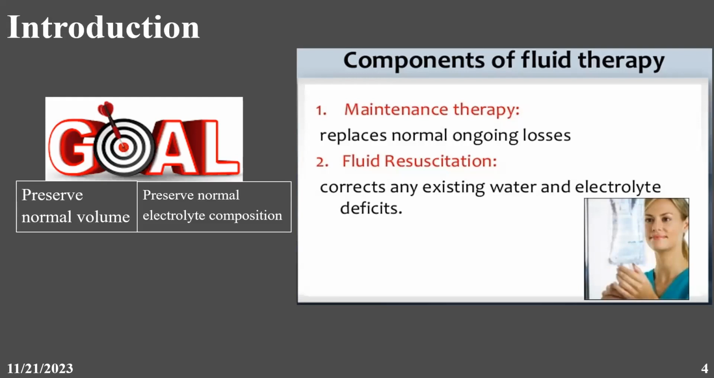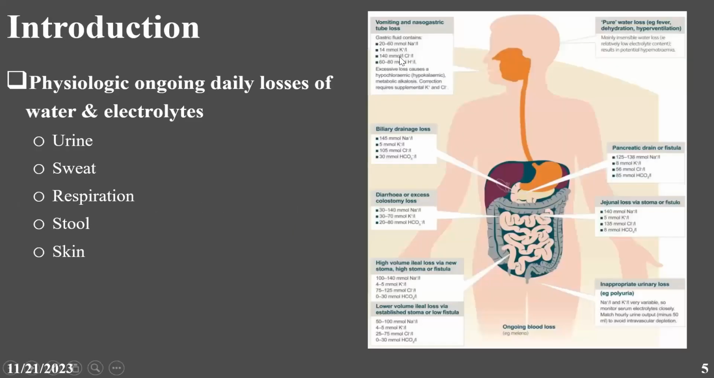So the goal of therapy is to preserve normal volume and preserve normal electrolytes. That's the goal. And we give resuscitation, and then we give maintenance. The resuscitation is usually we give the deficit, and then we give the maintenance, and the maintenance includes the ongoing loss.